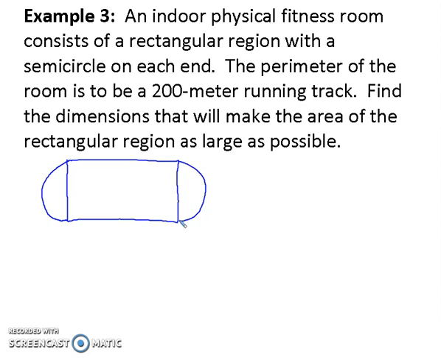It says the perimeter of the room is to be a 200-meter running track. So that 200 meters is made up of the whole perimeter. Well, the perimeter, I've got these two lengths of my rectangle plus this part of a circle and this part of a circle. If we put those two parts together, they make an entire circle. The perimeter around an entire circle is 2 pi r. And let me label on my picture, there's an r.